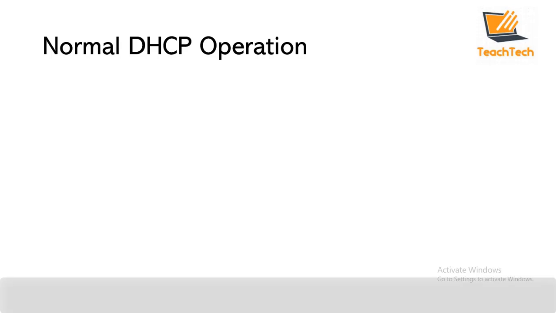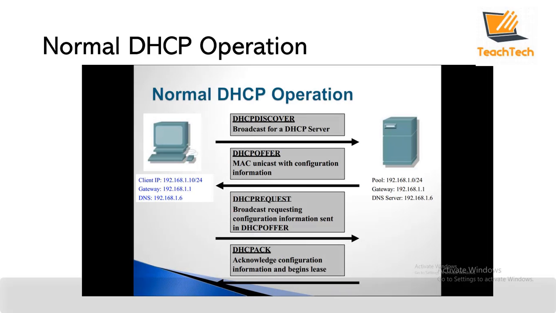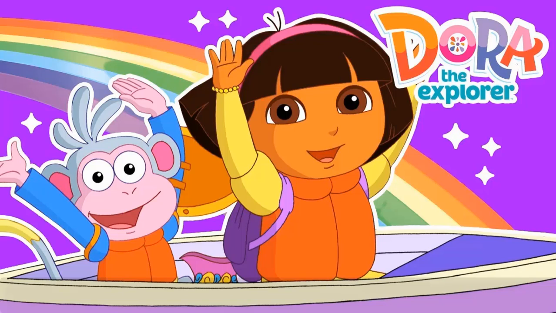Now let's discuss in detail how DHCP works. DHCP works in 4 steps: DHCP discovery, DHCP offer, DHCP request, and DHCP acknowledgement. It is also called DORA. It is also the name of a famous cartoon character.